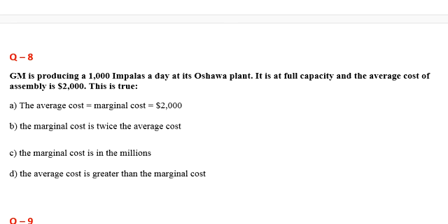Question number 8. GM is producing 1,000 Impulses a day at its Oshawa plant. It is at full capacity and the average cost of assembly is $2,000. This is again talking about the marginal cost, capacity, full capacity of the plant. So the marginal cost has to be in millions. So part C.